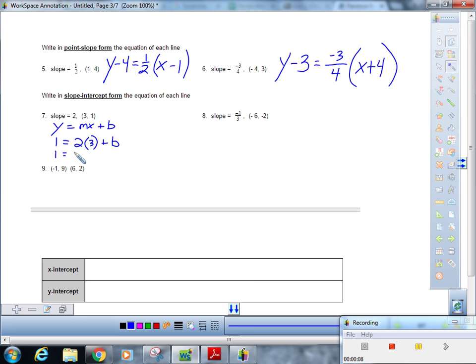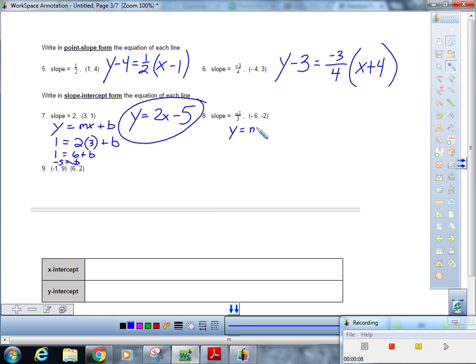1 equals 6 plus b. Subtract 6 from both sides, and you get b equals negative 5. So then this must be y equals 2x minus 5. Okay? Another way you can do this is, well, let me just stick with that way. That's a pretty good way to do it.